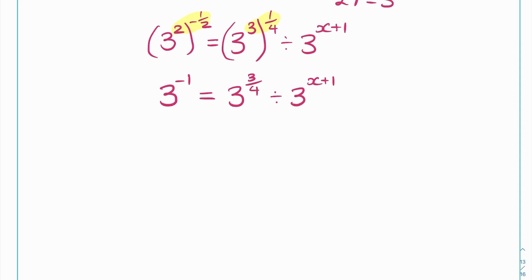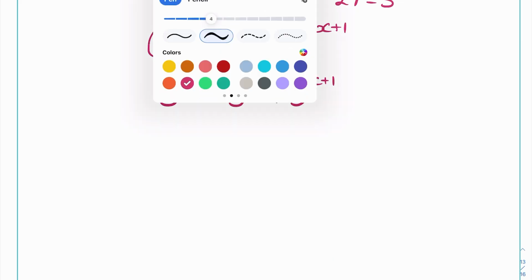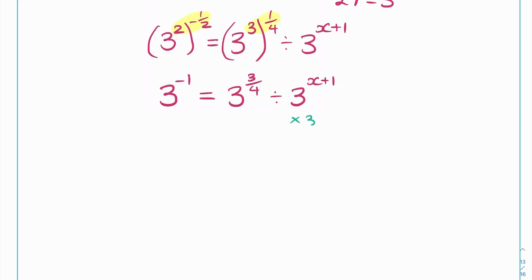Now there's a few different ways that you could approach this, but we want to find that value of x. So what we could do is multiply both sides by the 3 to the power of x plus 1, if we want to rearrange them that way. Or we could think about what you do in terms of dividing. You take the power of 3 quarters and subtract the power of x plus 1. There's lots of different ways that we could approach this. But I'm going to multiply both sides by this 3 to the power of x plus 1, and just see what happens if I do that.